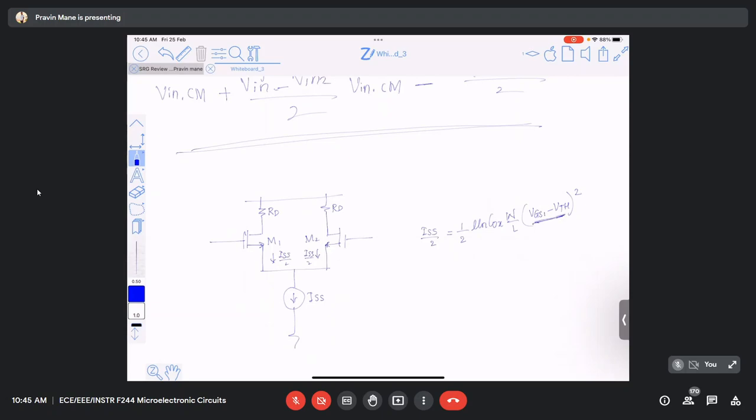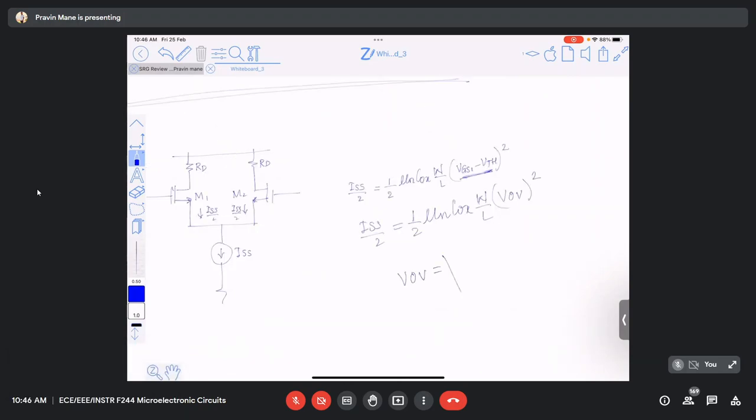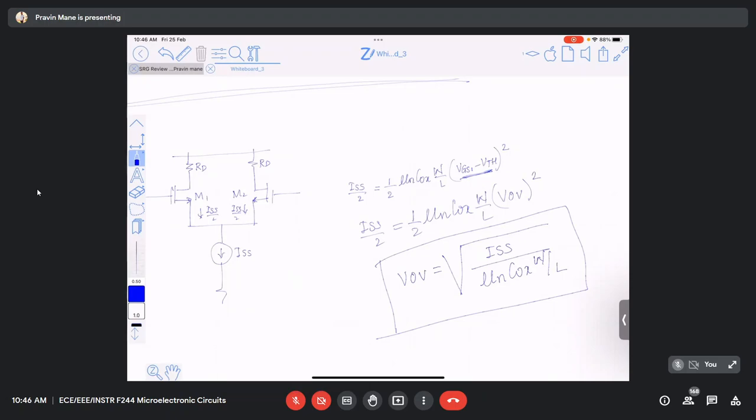What is this voltage called? VOV. VOV, right? So ISS by 2 is half mu n COX W by L VOV square. So from this, what is the equation for VOV? Square root of ISS divided by mu n COX W by L. What is this overdrive voltage? How much current is flowing for this overdrive voltage in M1 and M2? ISS by 2. So this is the overdrive voltage corresponding to ISS by 2 current, right?